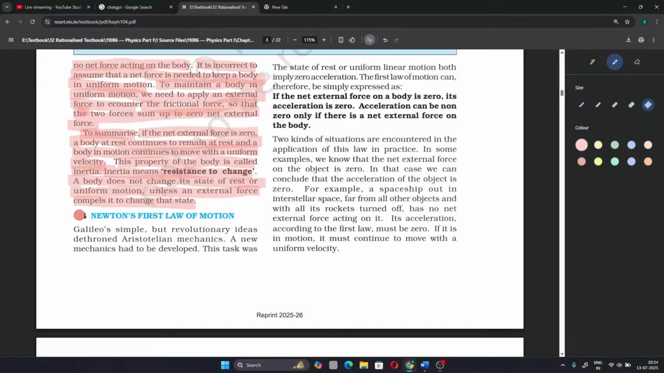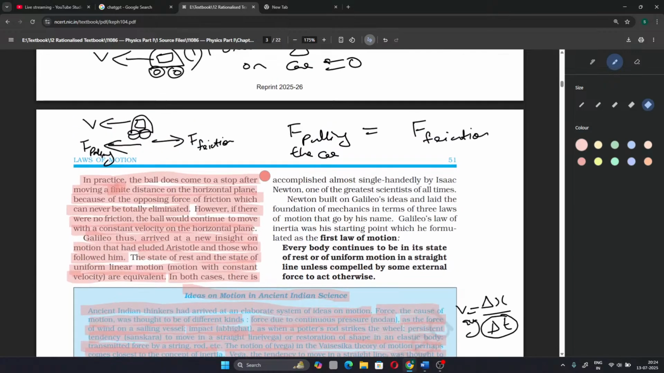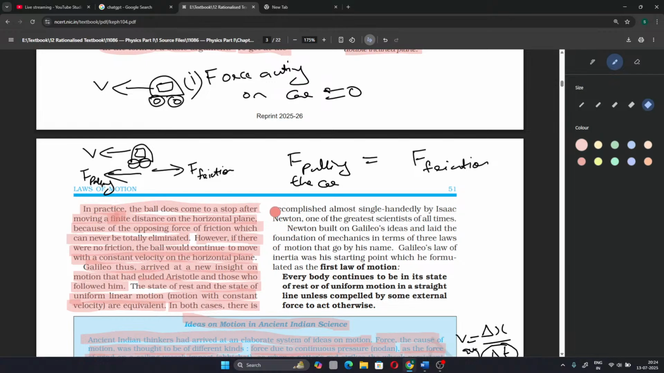Now let's see the next main topic, that is Newton's first law of motion. Galileo's simple but revolutionary ideas dethroned Aristotelian mechanics, and new mechanics had to be developed, and this task was accomplished almost single-handedly by Isaac Newton, one of the greatest scientists of all time.